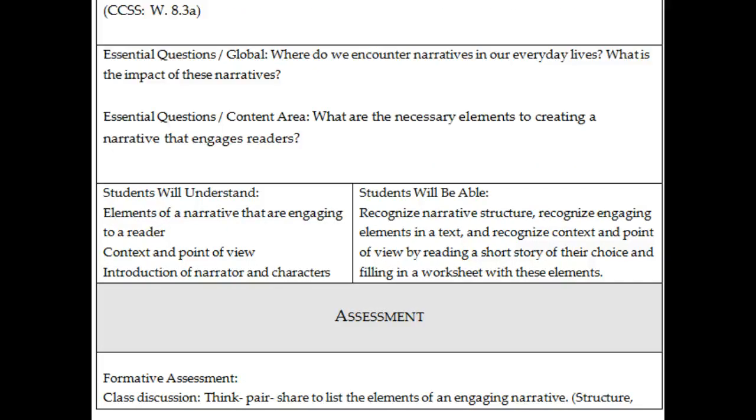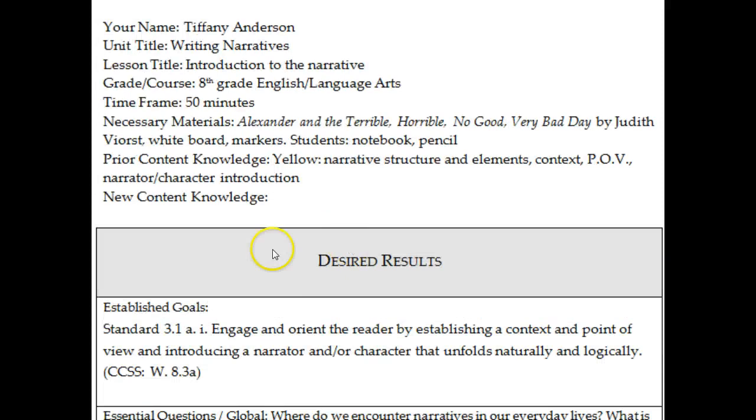I'm going to scroll back up to the objective, okay? The objective is to teach kids to write in a way that engages and orients the reader. And I didn't see any instructions specifically on engaging and orienting the reader. I see you instructing them in recognizing the context, recognizing the point of view, recognizing narrator and characters, but not getting on towards actually recognizing the value of them in writing.